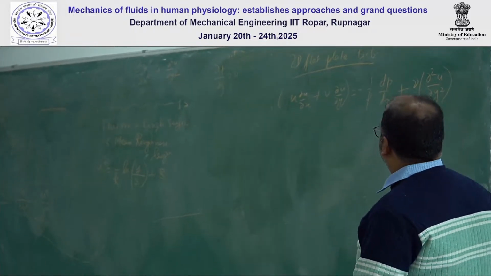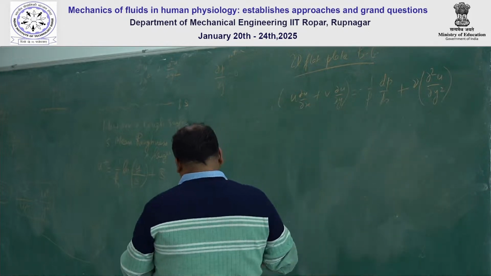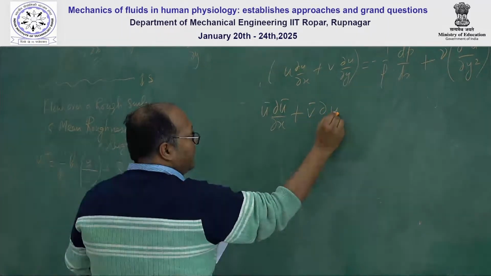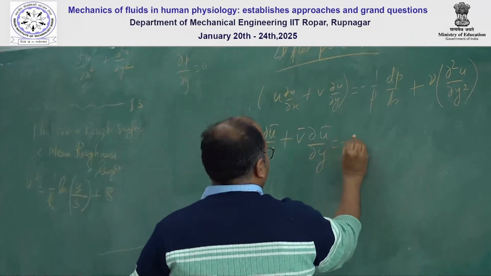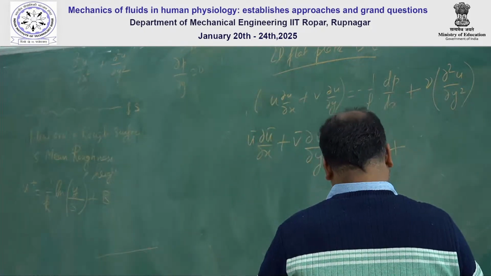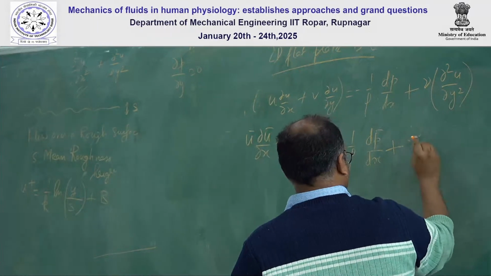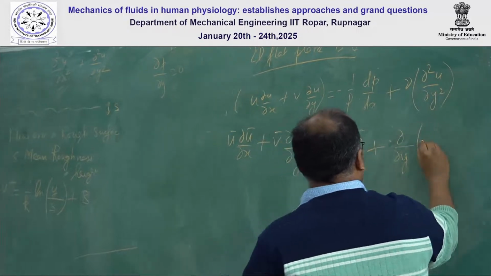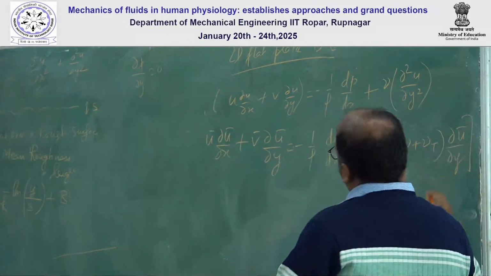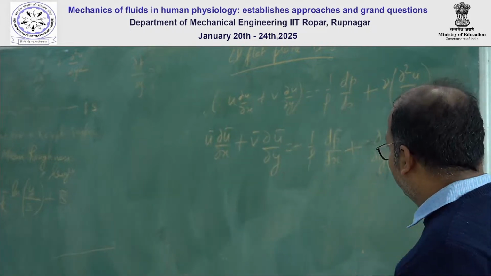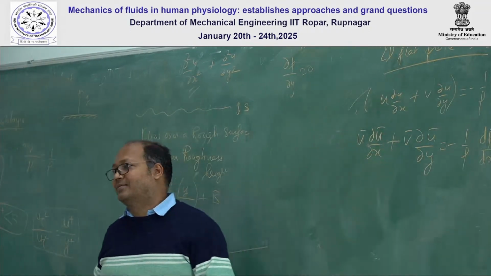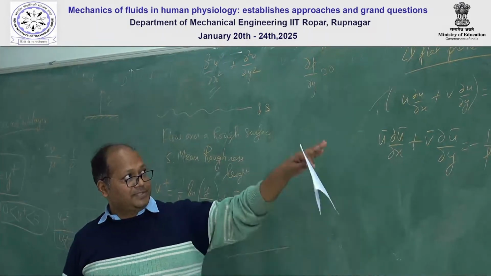Then if we carry out the Reynolds averaging procedure here, it will be like this: u bar del u bar del x plus v bar del u bar del y equal to minus 1 by rho dp bar dx plus del del y of mu plus mu t del u bar del y. I wanted to write these because last week we did the 2D flat plate in the convective transfer course. The counterpart for turbulent flows over the same geometry will be like this.